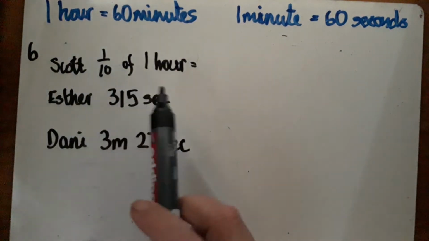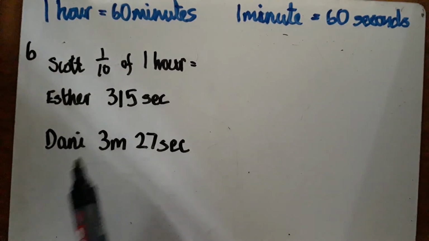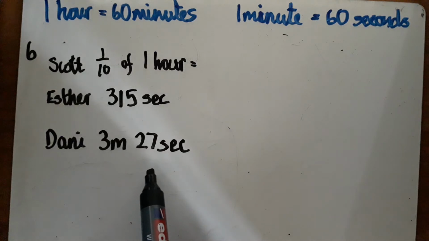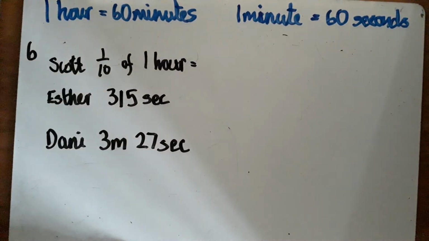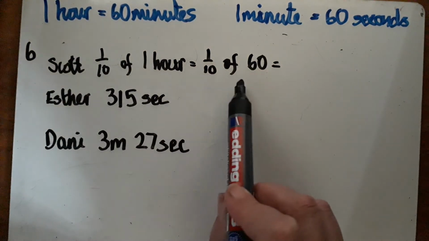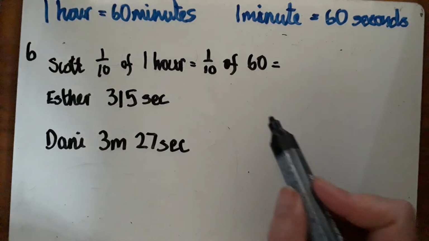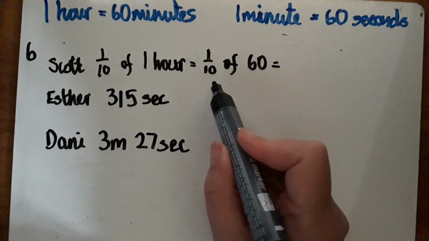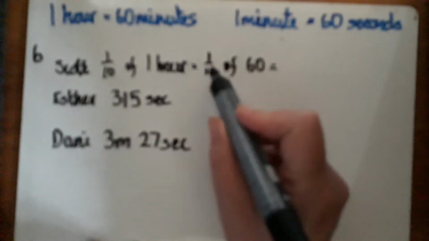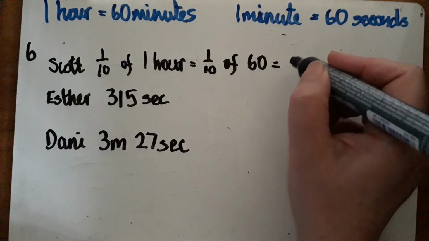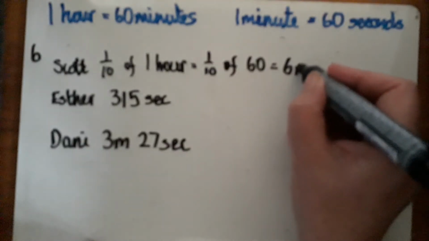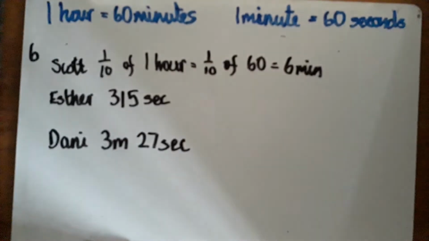Okay, so Scott took 1/10 of an hour, Esther took 315 seconds, and Danny took 3 minutes 27 seconds. Okay, so for Scott, we've got to find 1/10 of 60. So to find 1/10, we are dividing 60 by 10. So 1/10 is 10 equal parts, and 60 divided by 10 is 6. And that's 6 minutes.